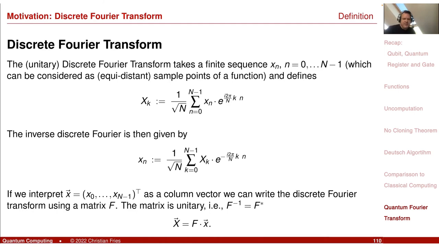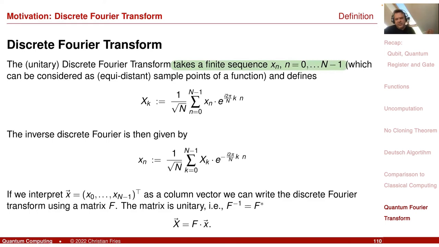So you find this written in different forms. Assume you have a finite sequence x_n, n from 0 to capital N minus 1, which can be considered as equidistant sample points of a periodic function, of an input function. Then you define capital X_k, the Fourier coefficient for k. Yeah, k is now associated with a certain frequency, as 1 divided by square root of n, the sum of x_n, my original sequence, multiplied with the kernel, and the kernel is e to the i 2 pi divided by n, k times n.